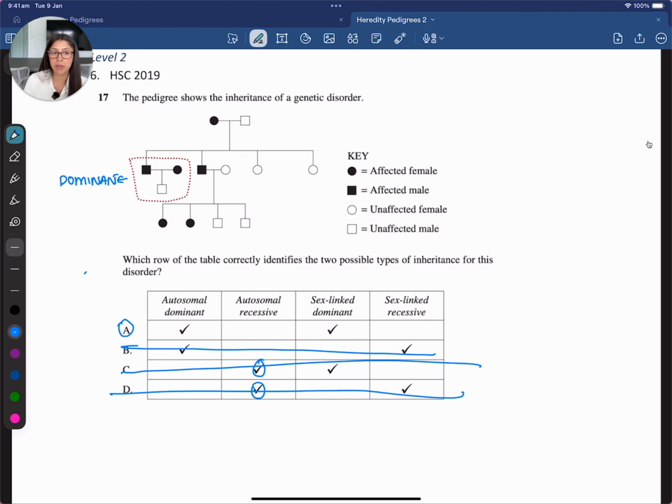So see how those steps made it so easy to answer this. I didn't have to look at any genotypes. And with this multiple choice question, I was immediately able to rule out all the options that won't work.